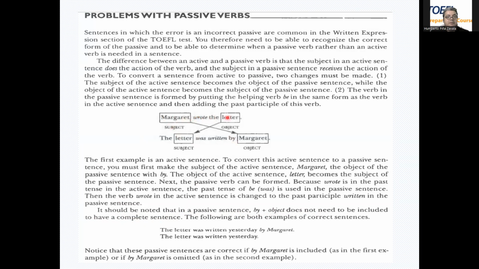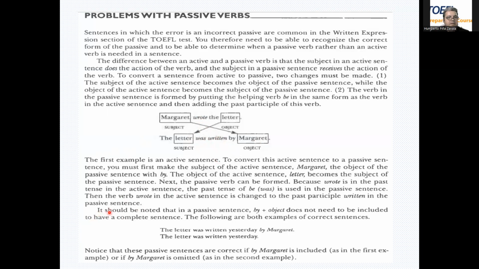Okay, so we got Margaret wrote the letter, active voice: subject, Margaret; action, wrote; object, the letter. But in passive voice, we're focusing more on the object, the letter was written by Margaret. We always use some form of the verb be, and the verb be is going to match the tense of the main verb in the active sentence. The main verb in the active sentence changes to the past participle in the passive sentence.